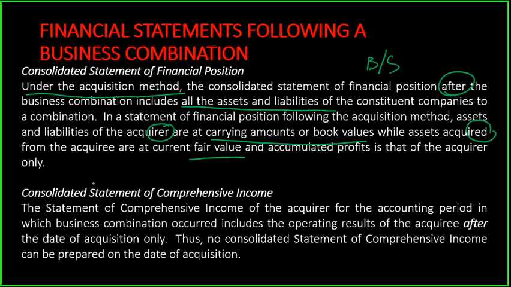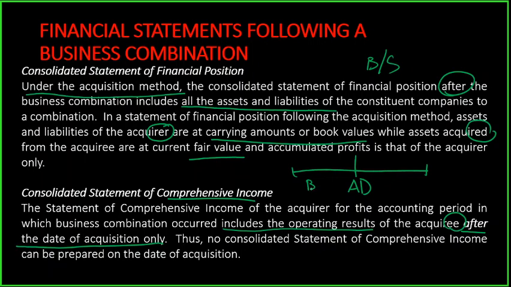There is also a consolidated statement of comprehensive income, or your income statement. This one will be prepared by the acquirer, and it includes the operating results of the acquiree after the date of acquisition only. That part is a bit confusing. Why? Let's say that this is your timeline and this is now your acquisition date. This one is your before and this is after.